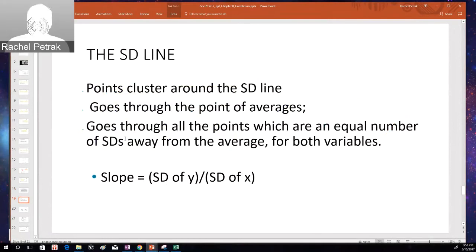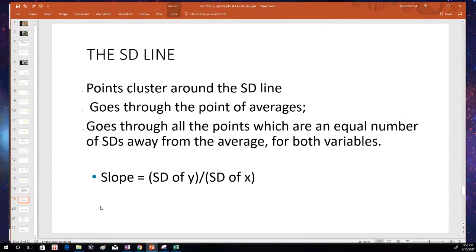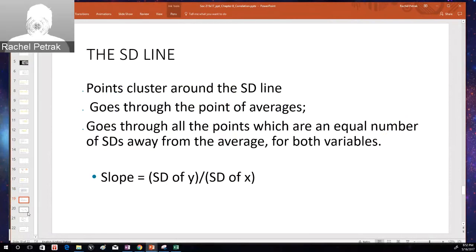Next up, we discuss the SD line. This is another line that you see commonly on scatter plots when researchers have done regression. And this SD line goes through the point of averages, and it goes through all the points that are an equal number of SDs away from the average. And we'll take a look at some SD lines in just a moment.